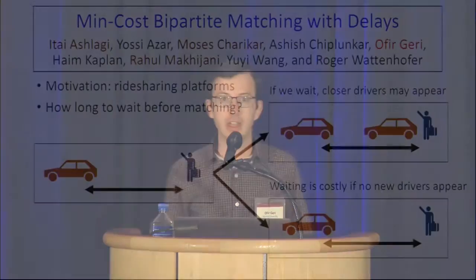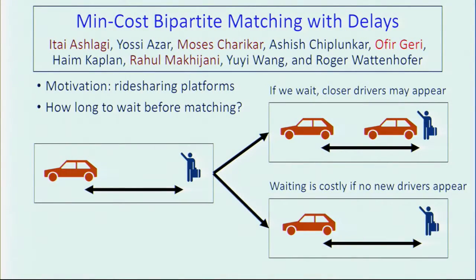All right, so the motivation for this work is ride-sharing platforms such as Uber and Lyft. And the question we study is how to make matches in these platforms, how to match passengers to drivers. And to see why this is interesting, consider the following example. In this example, initially, we have one passenger and one driver, and there's some distance between them, and we need to make a decision whether to match them or not.